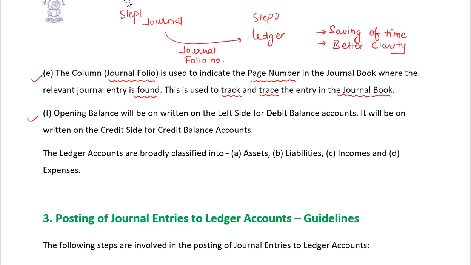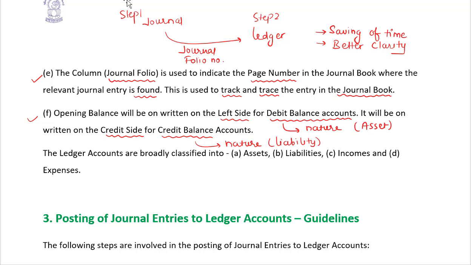Opening balance will be written on the left hand side for debit balance accounts. Over here, debit balance accounts means the accounts where the nature of the account is debit balance. It will be written on the credit side where the nature of the account is credit balance. I'll quote an example over here. If it is an asset, all the assets have debit balance. If it is a liability, all the liabilities have credit balance. So accordingly, it is to be shown.